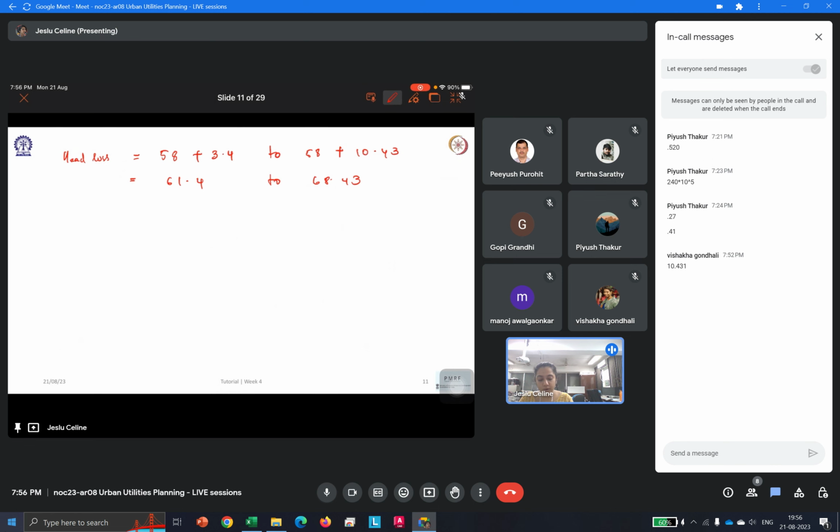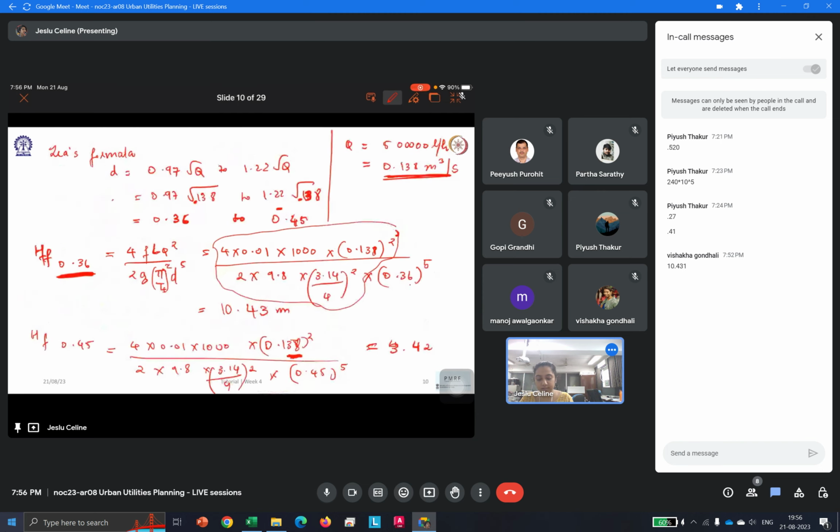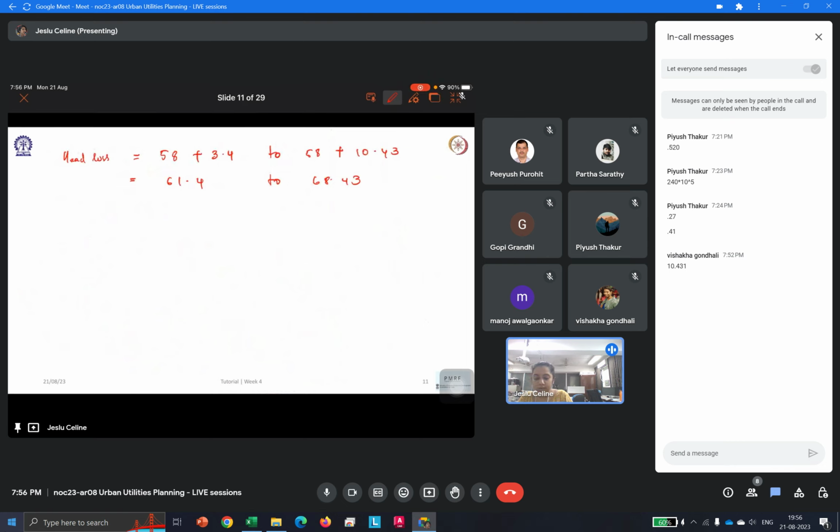So now let's go back to the question. Our question asked us again to find the brake horsepower. So to find the brake horsepower, we needed to find this head loss. So we have two head loss, so which means brake horsepower will also lie in between a range. So let's find that. So our brake horsepower would now be, again, going back to the formula.